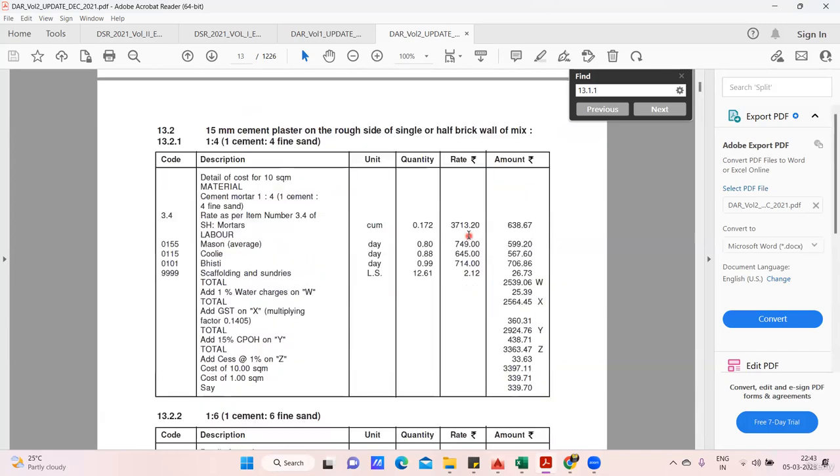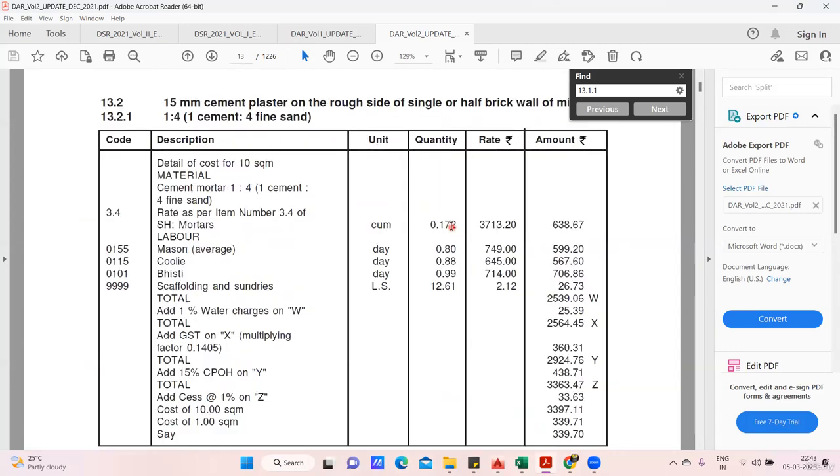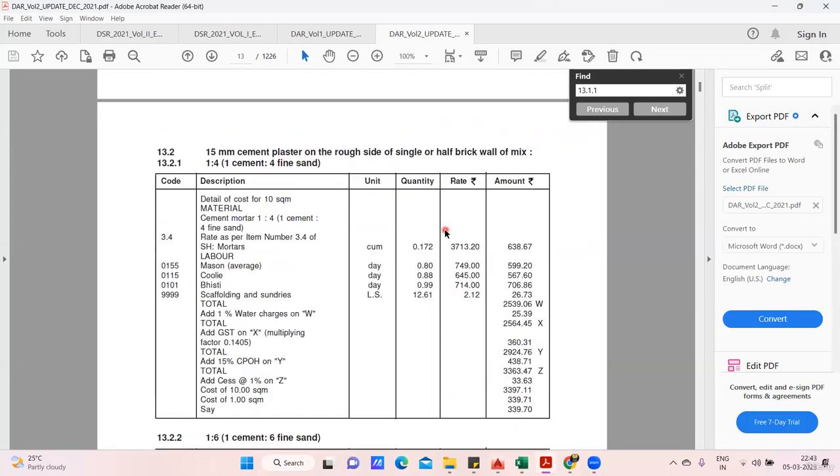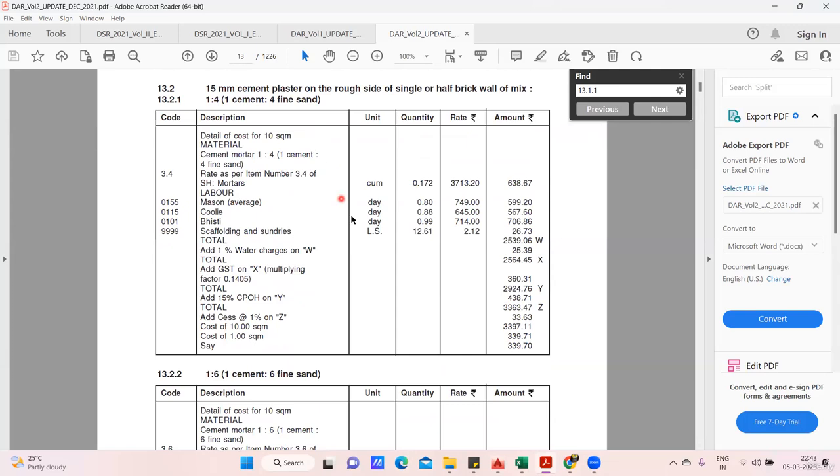So after this, we'll go with the 15 mm plaster now. I've explained the 12 mm plaster. Anyhow, I'll explain the 15 mm plaster also. I think if I have it, let me go, else I'll explain here only. No problem. Now, we'll go with 15 mm plaster.